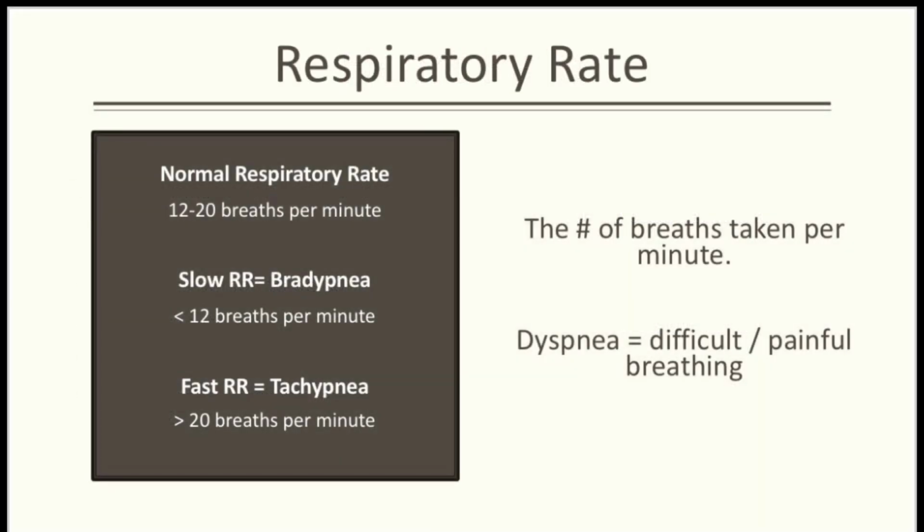Now, let's talk about respiratory rate. Normal respiratory rate is between 12 and 20 breaths per minute. A slow respiratory rate is indicated by less than 12 breaths per minute and is called bradypnea. A fast respiratory rate is indicated by more than 20 breaths per minute and is called tachypnea. When a person is having trouble breathing or painful breathing, you may hear this called dyspnea.